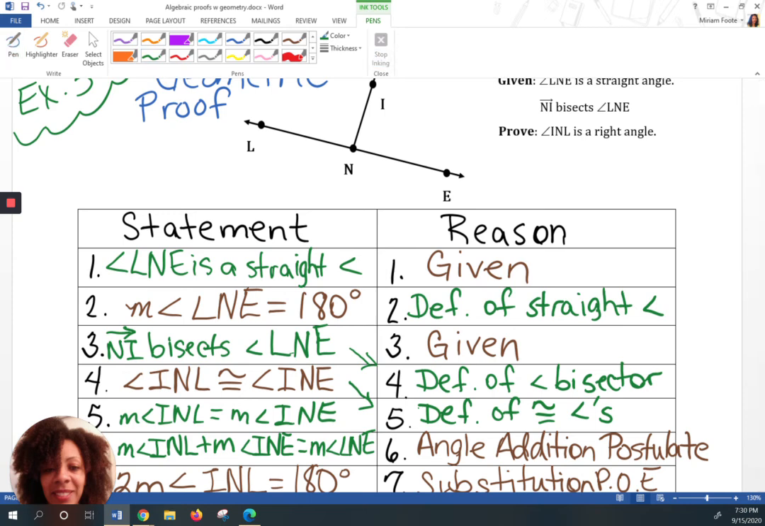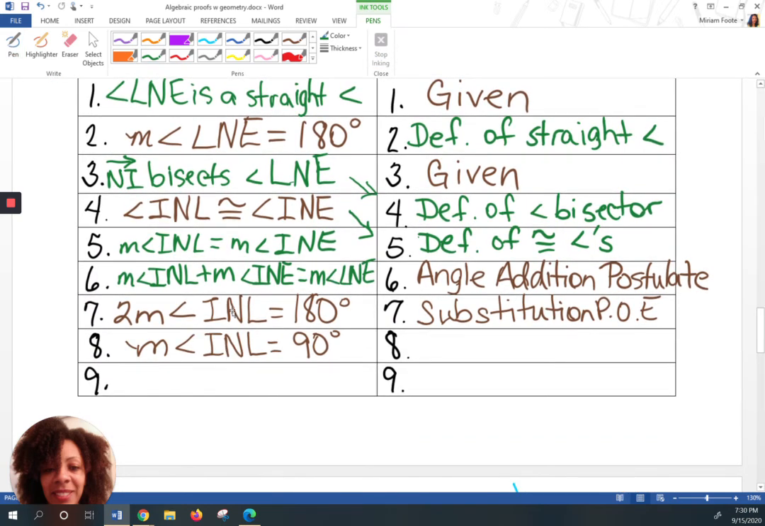So now my next step was given for me. Two measures of the angle INL would equal 180 degrees. Well, why is that true? Well, if I were to substitute the information in that was given, those two angles will equal 180 degrees. Okay, so then how do I go from 2 times the measure of angle INL equals 180 to just 1 times the measure of angle INL equals 90? What did I have to do to get this 90? I had to divide both sides by that 2. So division property of equality.